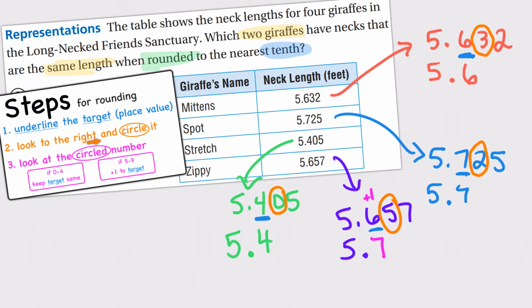And that's our answer. Now let's go back and think about what we were looking for. We were looking for which 2 giraffes have the same length when you round them. So looking at these numbers, we have 5 and 6 tenths, 5 and 7 tenths, 5 and 7 tenths, and 5 and 4 tenths. I notice that these 2 are the same. So if I follow them back up to where I got it from, this one was Zippy, so Zippy's one of them, and if I follow the other one, that was Spot. So my answer is Zippy and Spot have the same length necks when you round them.